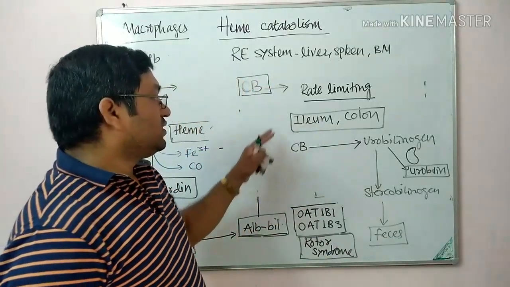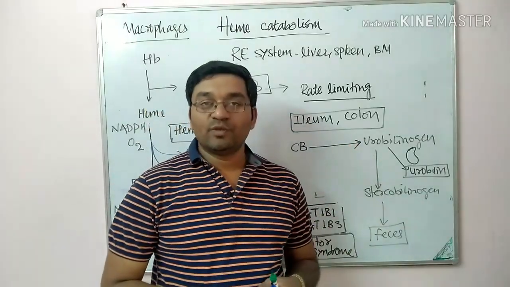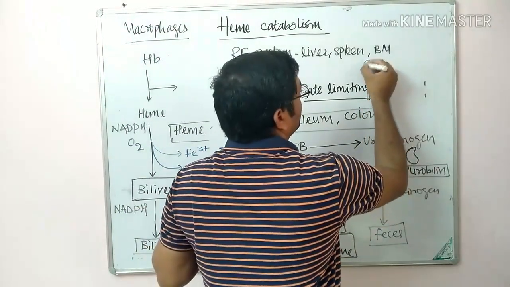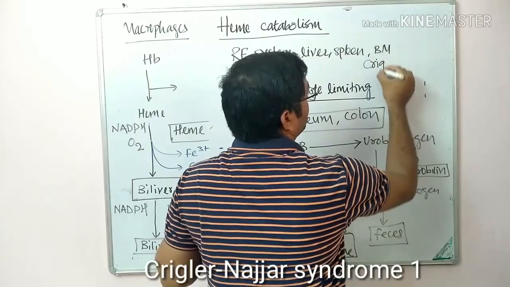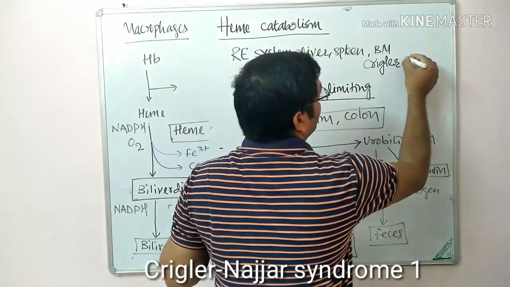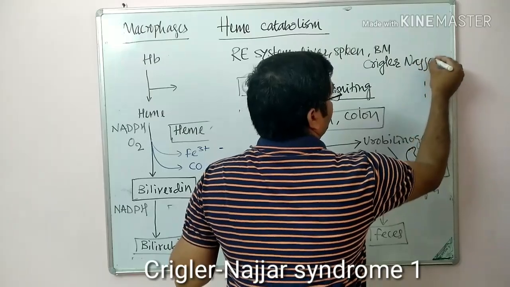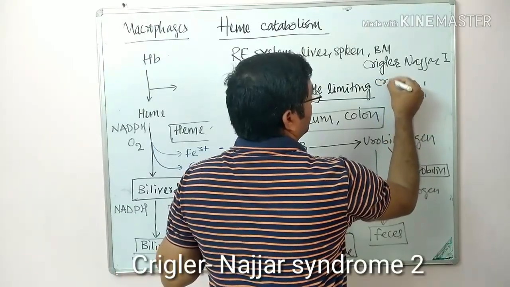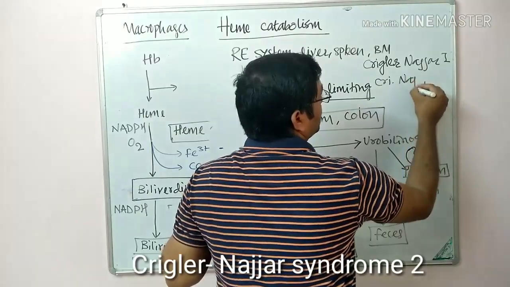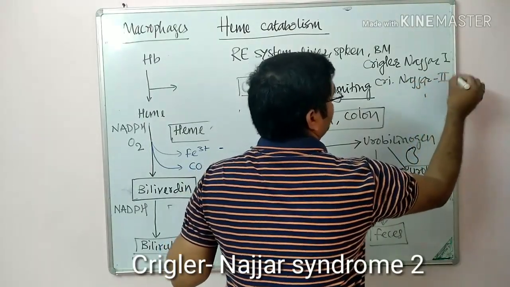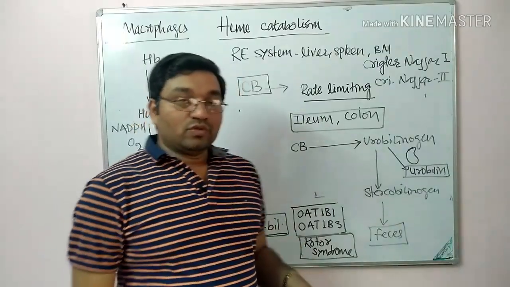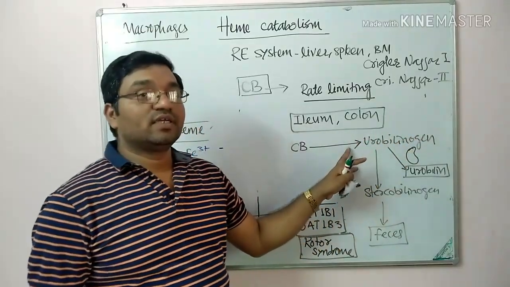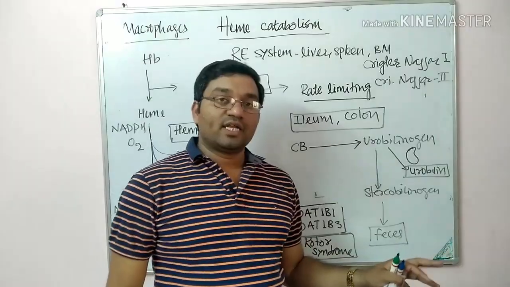Then second, the conjugation occurs with the help of UDP glucuronyl transferase. The complete absence of this enzyme leads to the disorder known as Crigler-Najjar syndrome 1, and partial deficiency leads to the disorder known as Crigler-Najjar syndrome 2. So conjugation of bilirubin occurs in the hepatocyte, then it is secreted into the bile canaliculi.